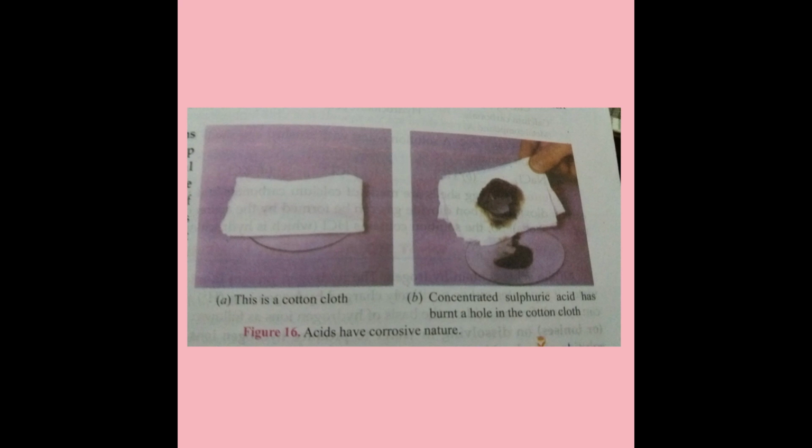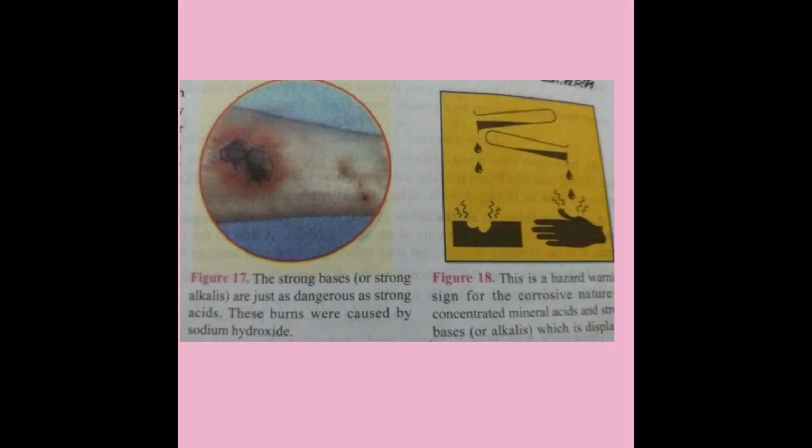Acids have a corrosive nature. Mineral acids cause severe burns on the skin and attack and eat up materials like cloth, wood, metal structures and stonework. They are said to be corrosive in nature. Look at the cotton cloth, children. When you drop a few ml of sulfuric acid on it, the cotton cloth starts to burn and makes a hole in it. You can see that even bases, such as sodium hydroxide, are highly corrosive. They attack and destroy our skin. You can see on the screen.